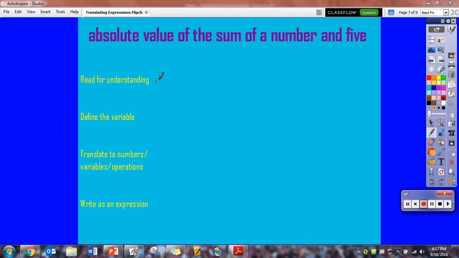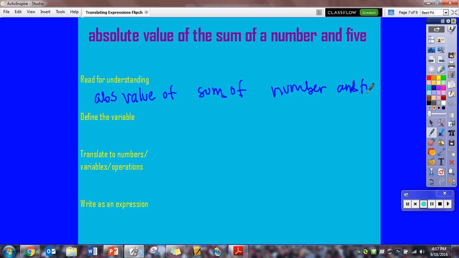Alright, now let's get a little more advanced. So, absolute value of the sum of a number and 5. So I'm going to write over here. So I'm going to abbreviate. Absolute value of, then I have sum of, and then I have a number and 5. So, the only variable I need to define is going to be n here.